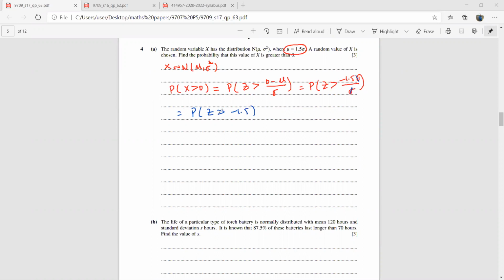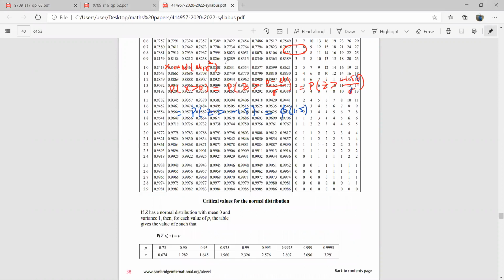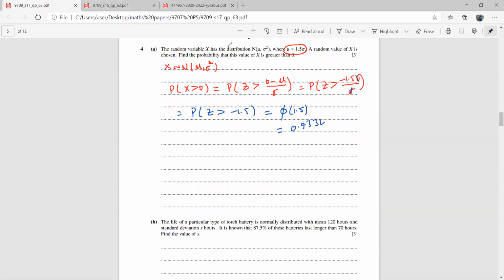You have the greater than sign and then there is a minus. This can be changed with phi of 1.5. We go to the table and see what phi of 1.5 is. That is 0.9332. That is what we have here. So that is it: we had to find the probability that x is greater than 0.